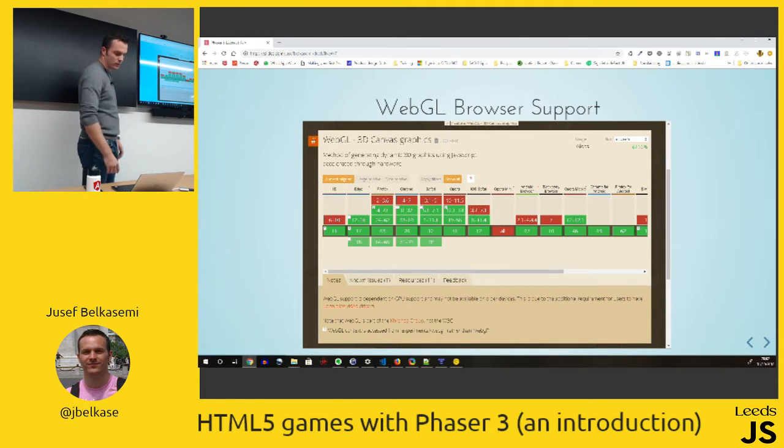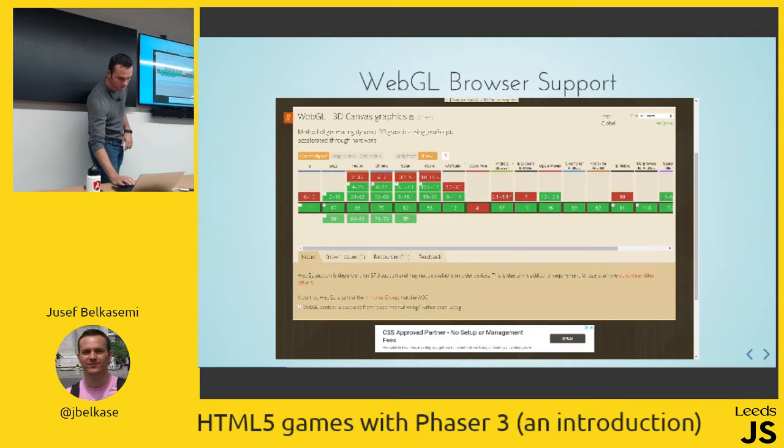So coming back to WebGL. Essentially, it's very well supported by most of the browsers these days, as you can see. And you can go to the website that shows basically all the different JavaScript APIs and how well they're supported these days.